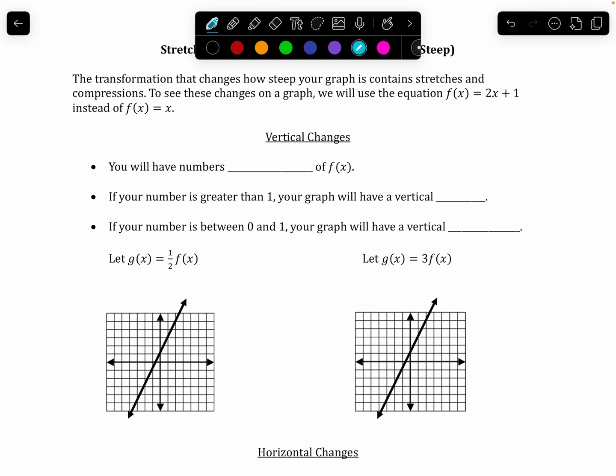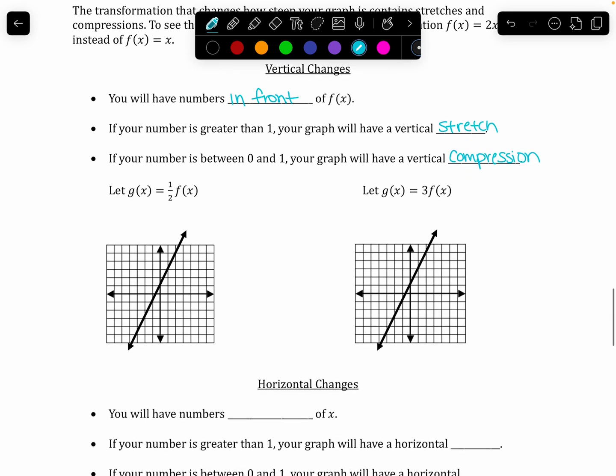So if we are looking at whether or not we have a vertical change, you are going to have a number that is in front of f of x. Okay? If your number is greater than 1, your graph will have a vertical stretch. So it's getting elongated or longer. If your number is between 0 and 1, like 1/2, 2/3, 4/5, something like that, your graph will have a vertical compression. Okay, so let's see what that looks like. Notice that you have a number in front of f of x.